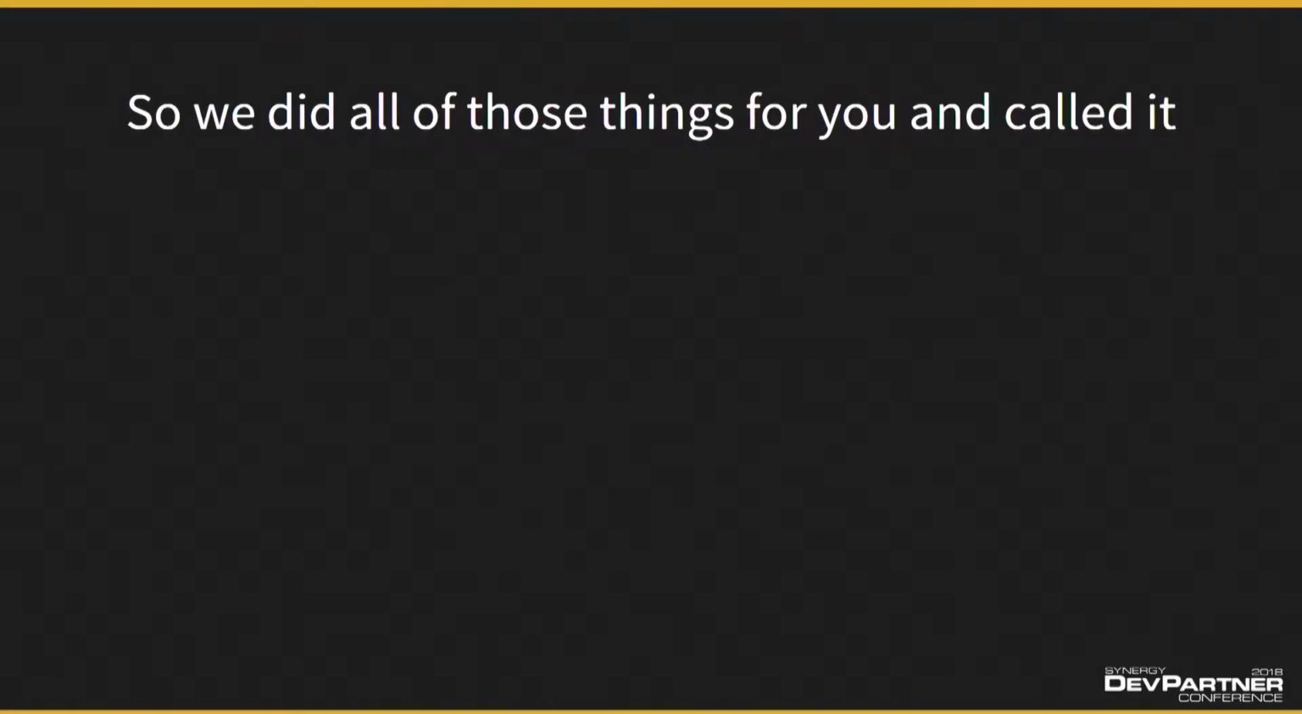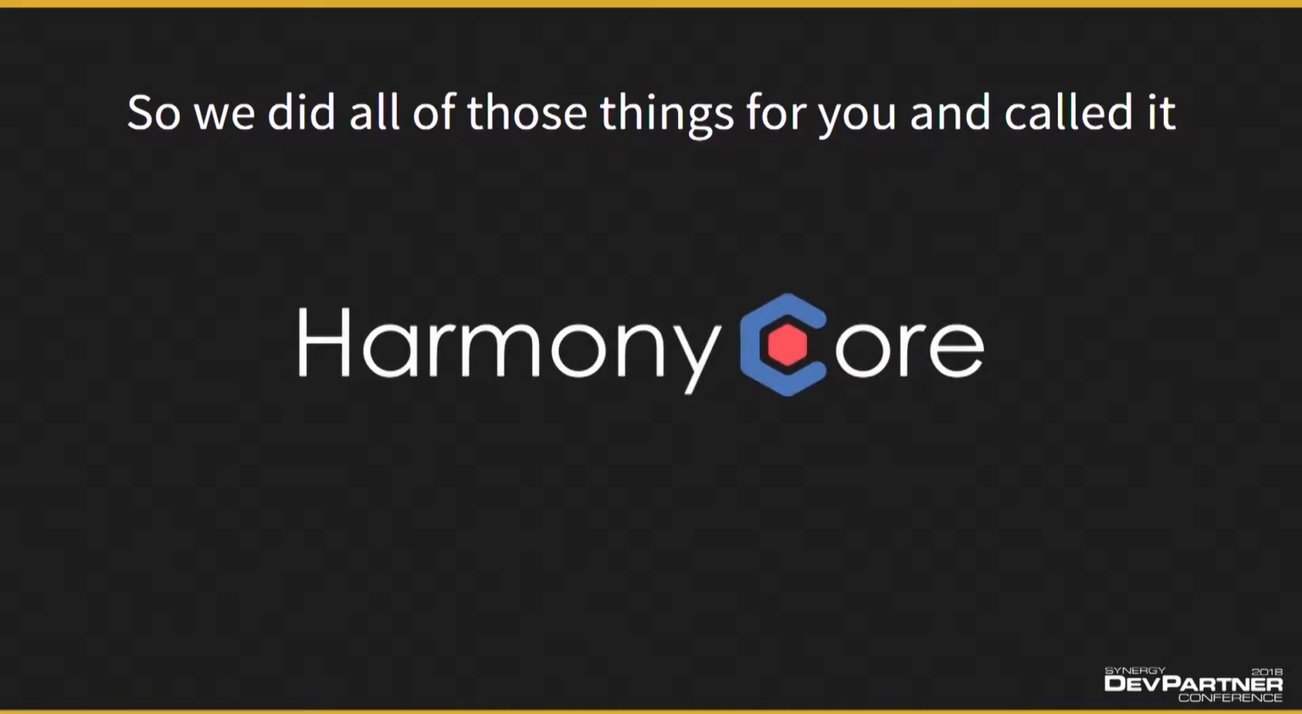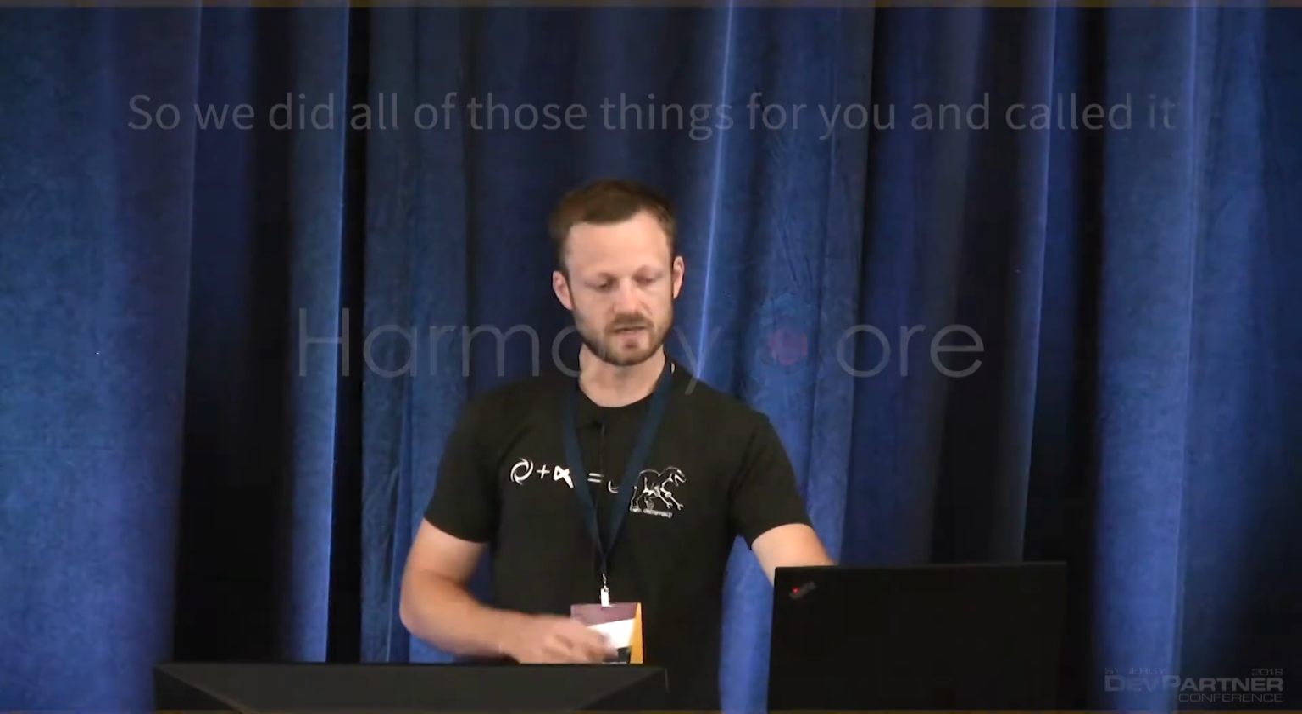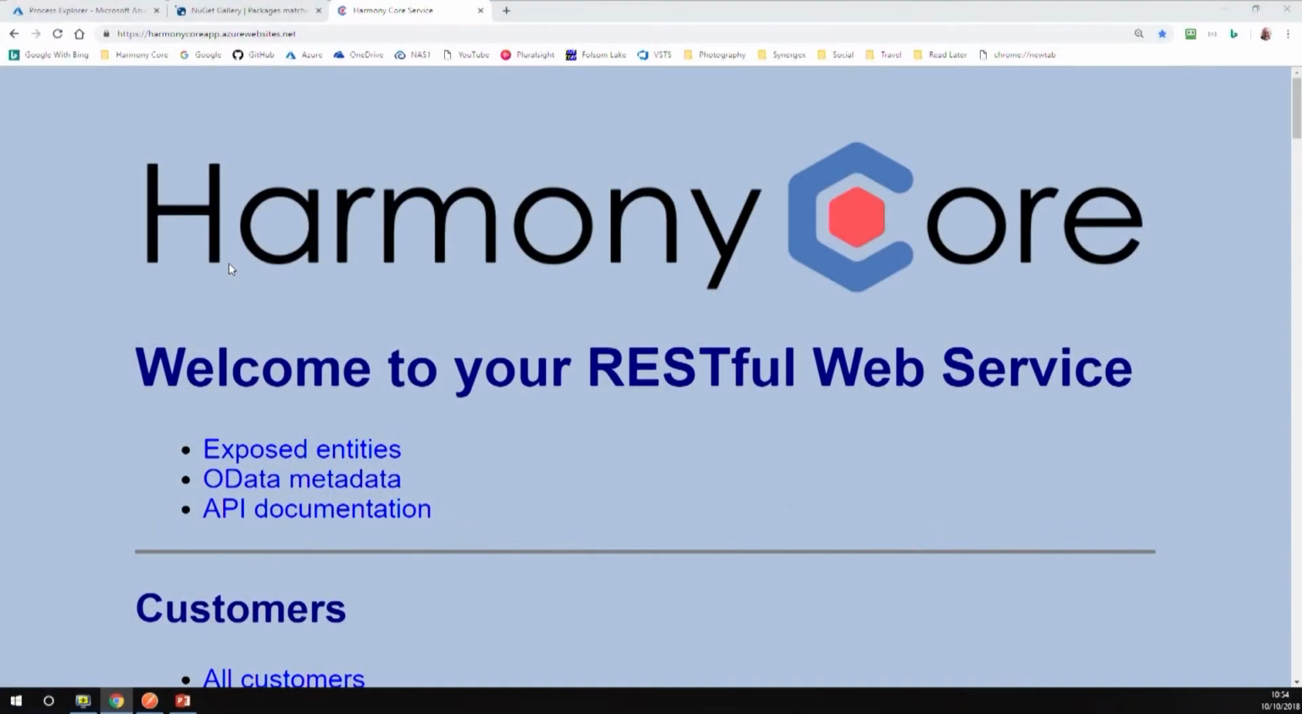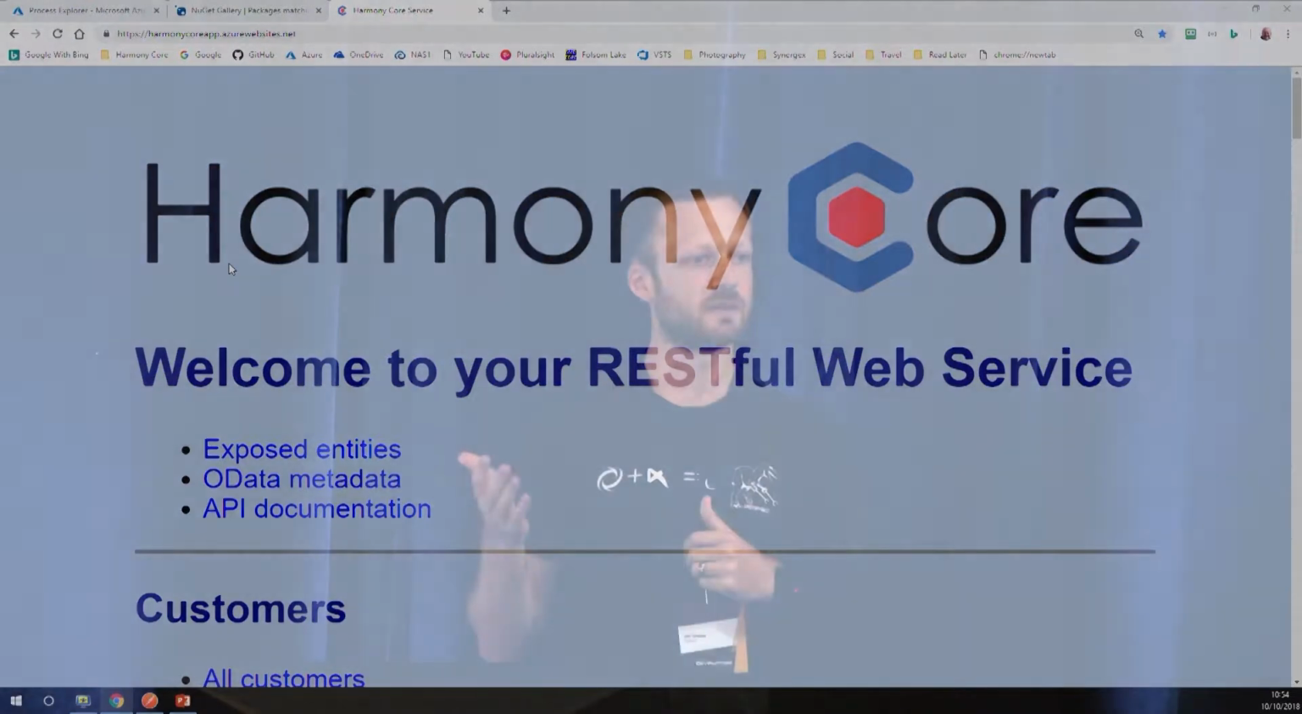So we did these things. And we called it Harmony Core. So first off, I'm going to show you an example of it working out in Azure. This is just a chunk of HTML that's sitting at the front of our web service, but this is actually running out of our Harmony Core web service. And this is running in Azure in the cloud.